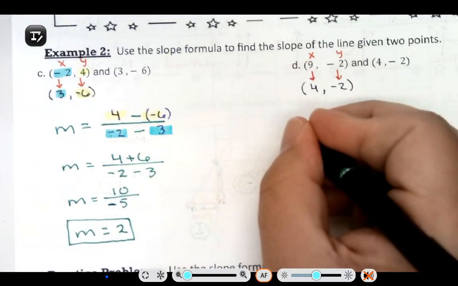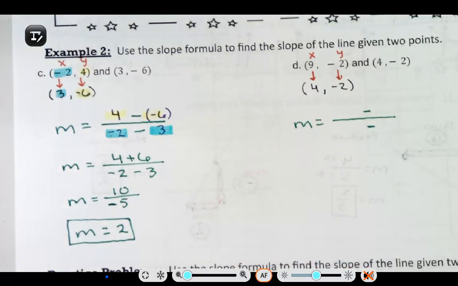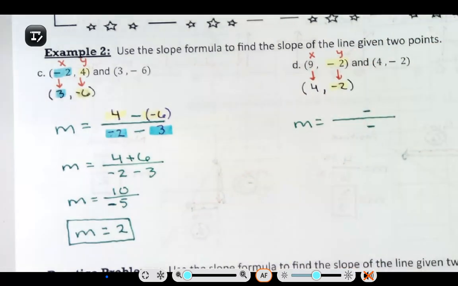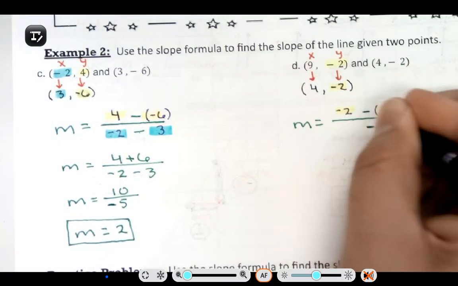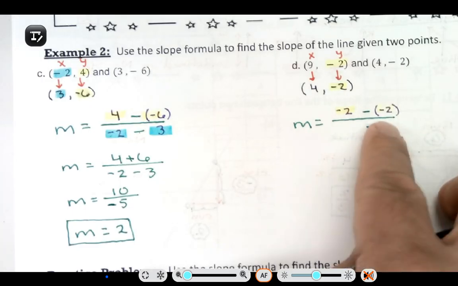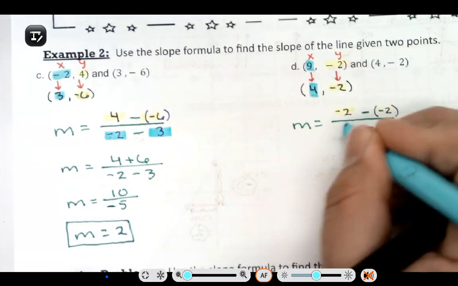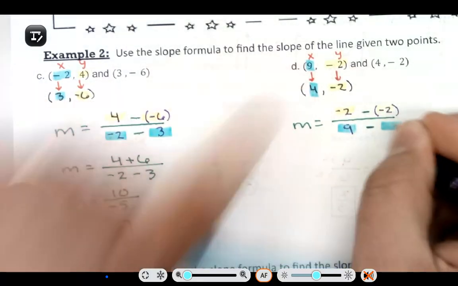All right, here goes slope. M is equal to a fraction. Automatic minus signs. You don't leave those out. My Y's are on top. Those are my Y's, and they're going to go on top. So -2, and yes, another -2. You can throw in little parentheses so we can see the double negative. My X's are at the bottom, so I'm going to go in order. 9 minus, and then it's just the 4.